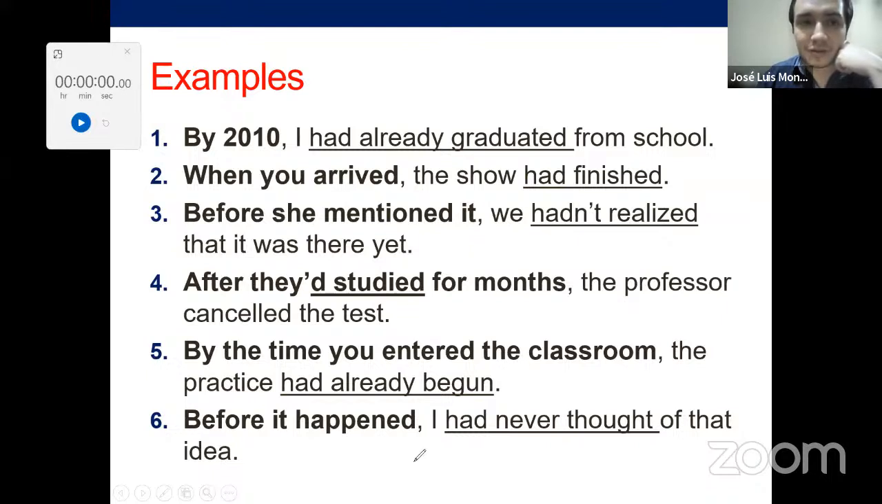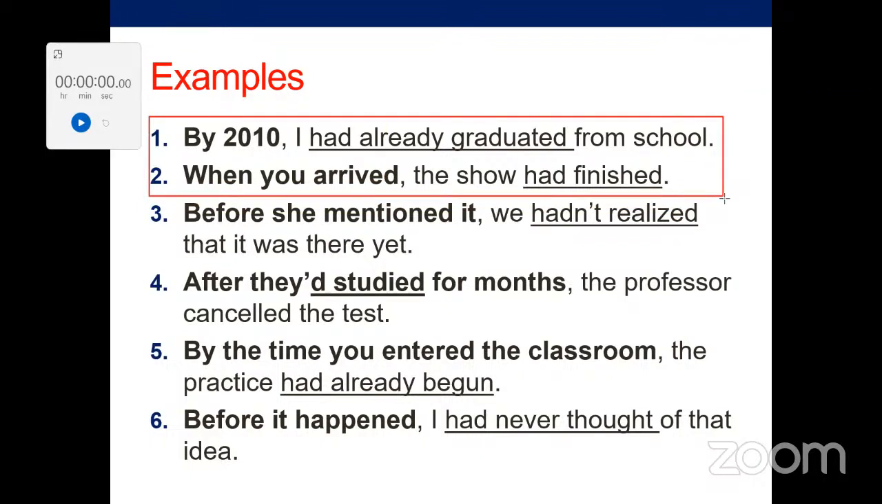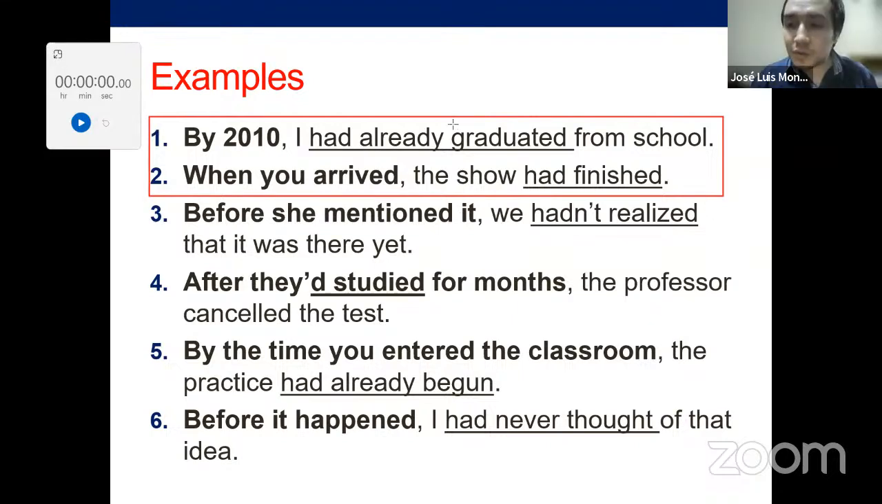Micaela, let's read the first 2 examples, please, Micaela. Okay, first, by 2010, I had already graduated from school. Second, when you arrived, the show had finished. Good. Just one word, please, Micaela. How do you read this word one more time?